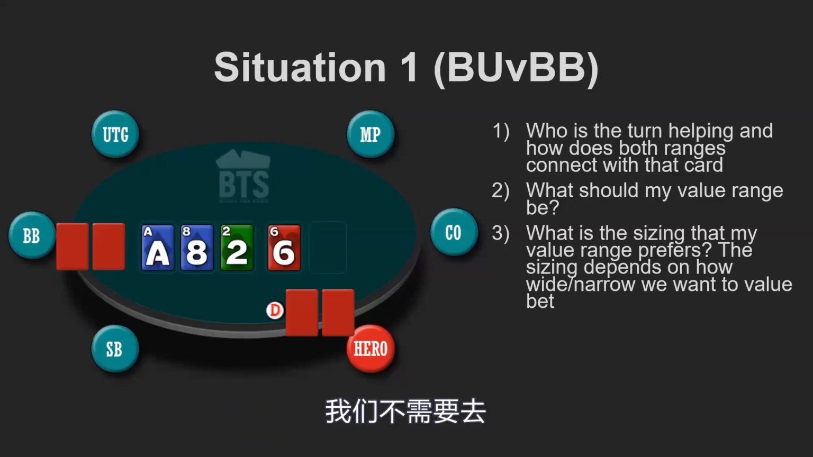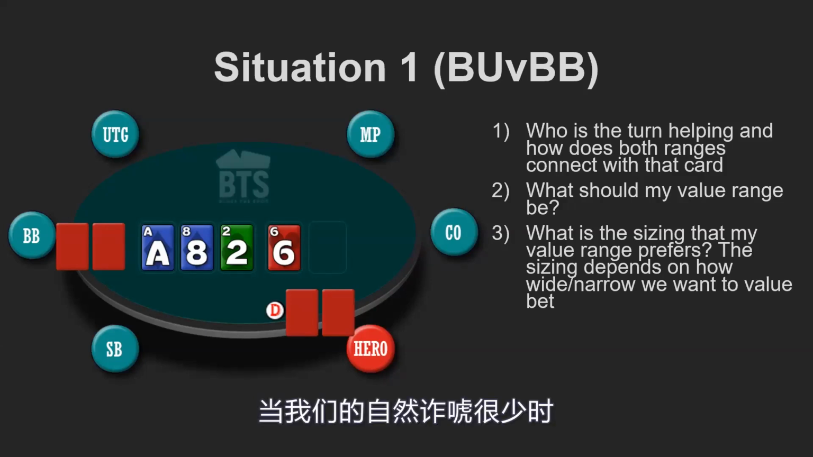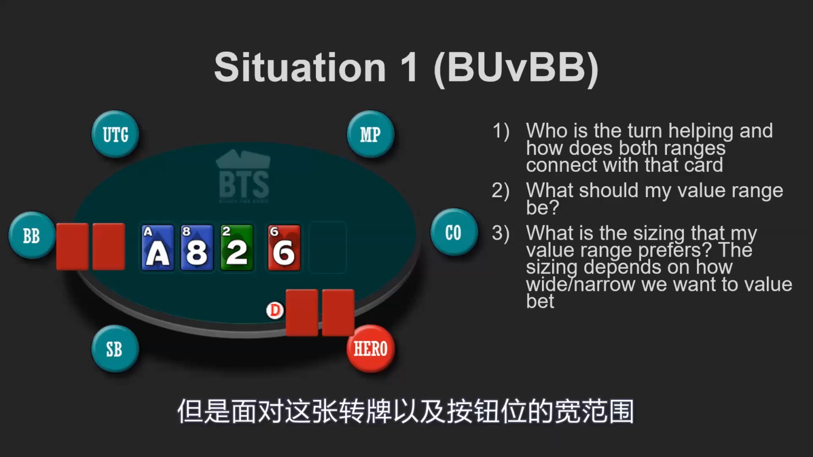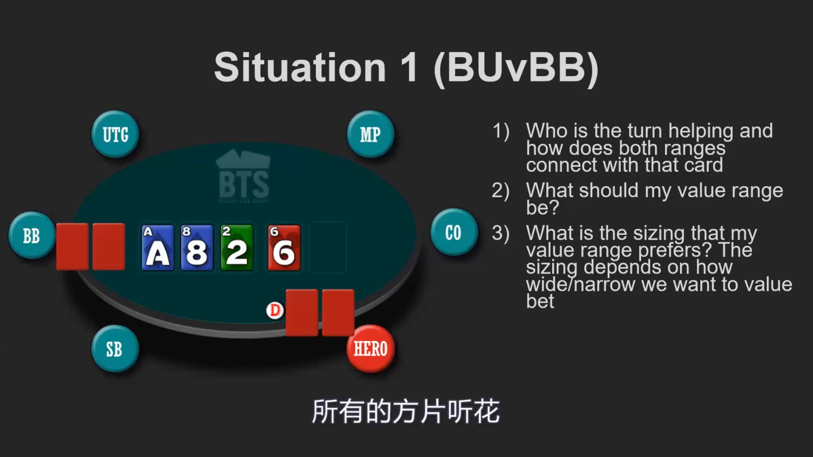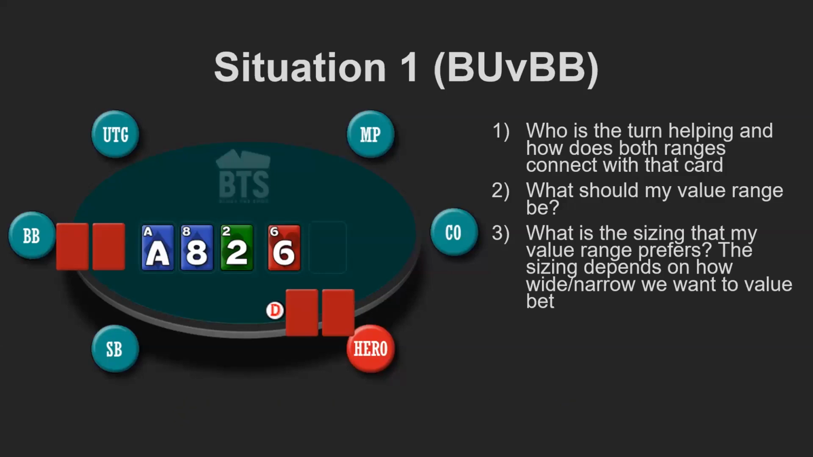So we don't need to go crazy and be betting hands like jack 10 of hearts, for example, because we have plenty of natural bluffs. When we have fewer natural bluffs, we need to include more blocker type hands. But on this specific turn card, with our button's range being quite wide, we're going to have hands like 5-3 suited, 4-5, 7-9, 7-5, and all the diamond draws. Those are the first draws that you want to be betting.